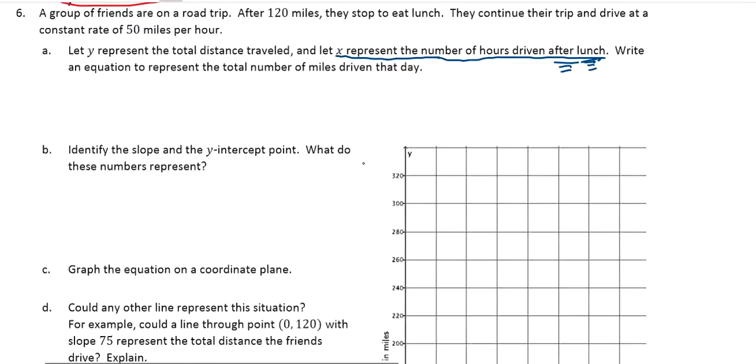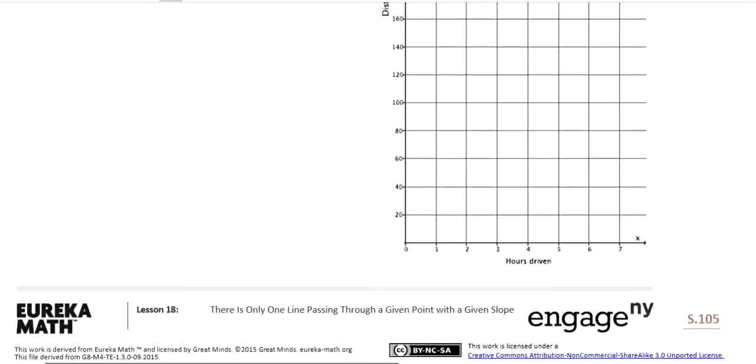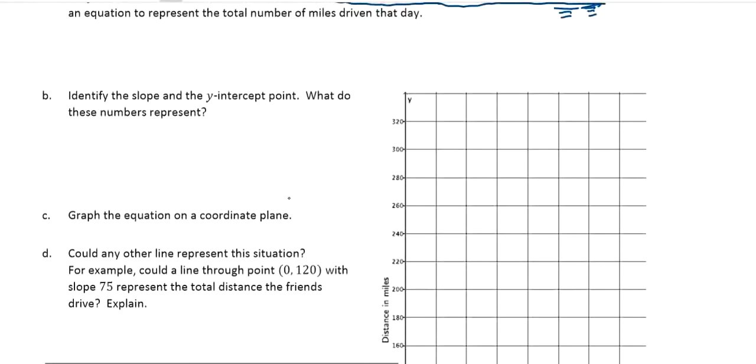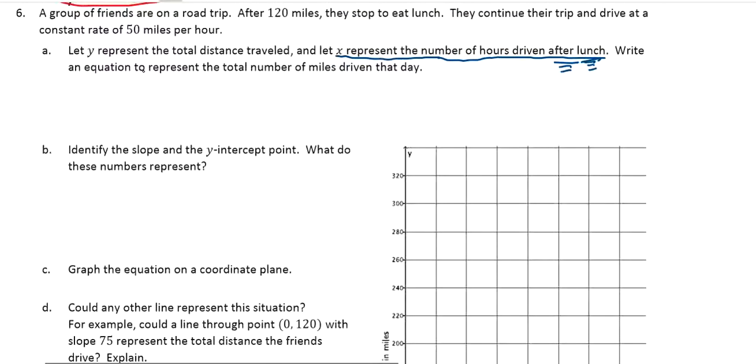If we look ahead to our x-axis, this actually should say hours driven after lunch. Gotta change that up a little bit. So y represents the total distance driven. That is going to be the whole goal of our equation. So we're going to start out with y equals, which is kind of saying that the point of our equation is to find the total distance traveled.